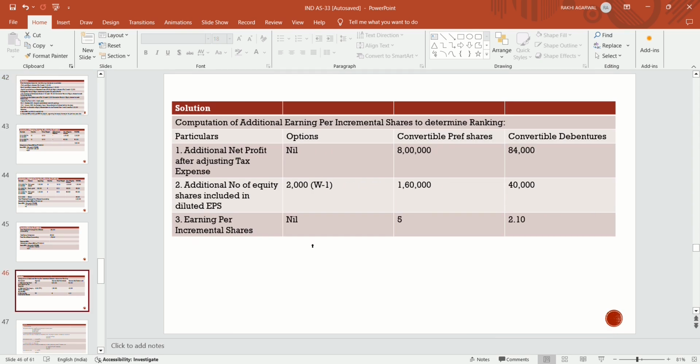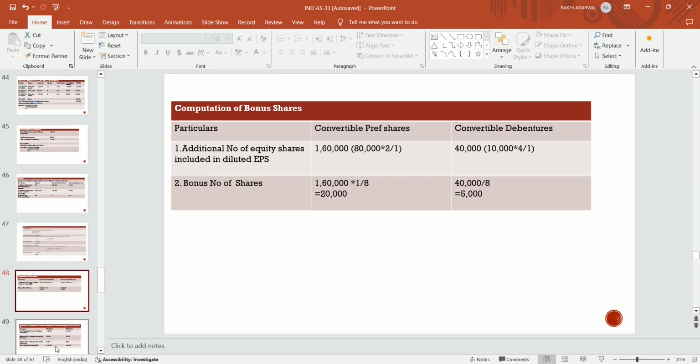In case of option, it becomes nil. In case of convertible preference share, 8 lakh divided by 1,60,000, so it becomes 5. In case of convertible debenture, 84,000 divided by 40,000, it becomes 2.1. Now we have to calculate the bonus component on the convertible preference shares and convertible debenture.